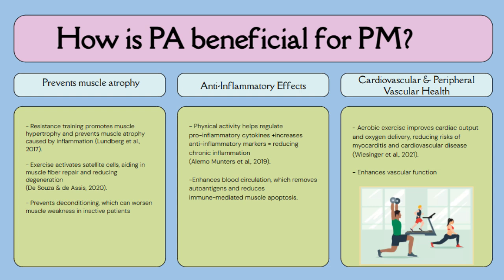Exercise also provides significant cardiovascular benefits for individuals with PM. One of the key effects is an increase in mitochondrial biogenesis, which means the body produces more mitochondria, the energy powerhouse of the cells, leading to improved ATP production, reducing oxidative stress, and combating muscle fatigue. Furthermore, exercise helps reduce muscle apoptosis, which preserves muscle integrity and function.